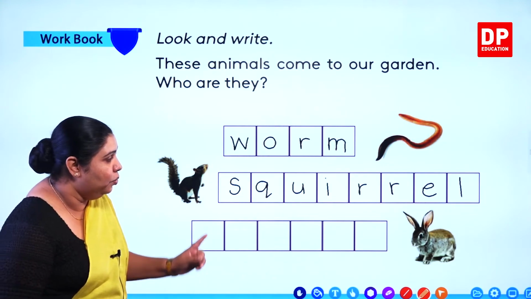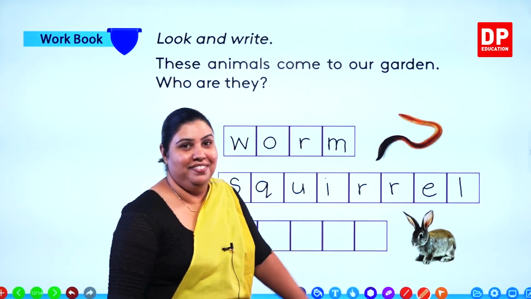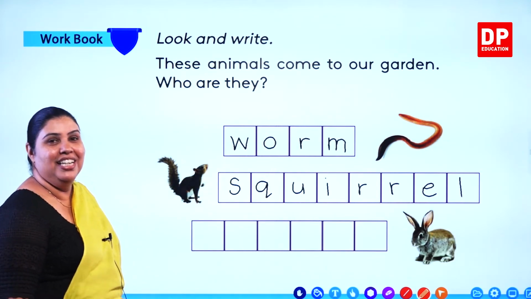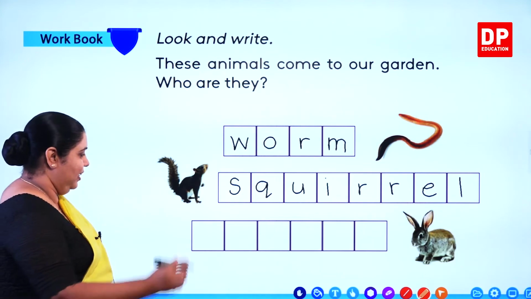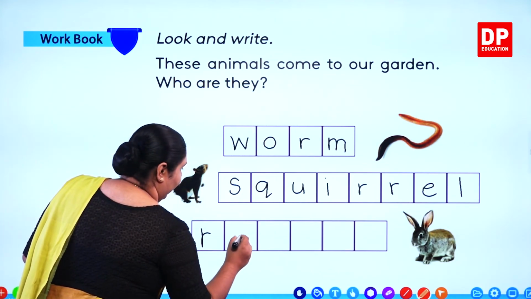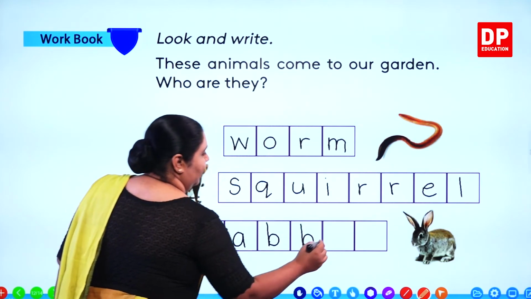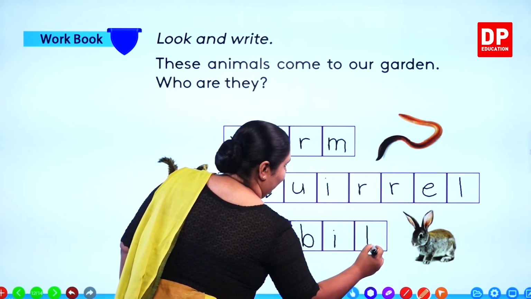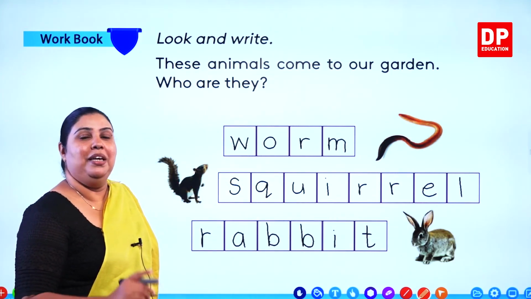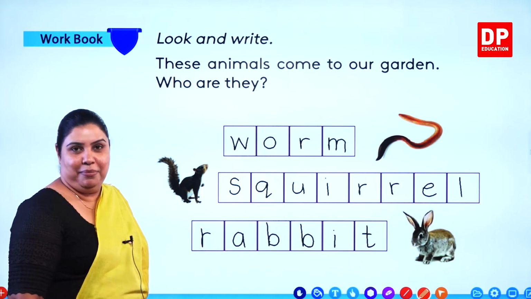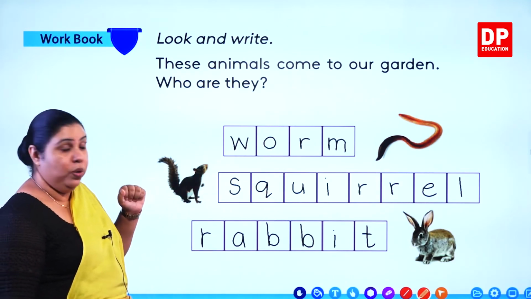Then, who is this? The animal who is here. We all love him so much. It is the rabbit. How do we write the word rabbit? R-A-B-B-I-T. Rabbit. Okay, we had the worm, W-O-R-M, worm.